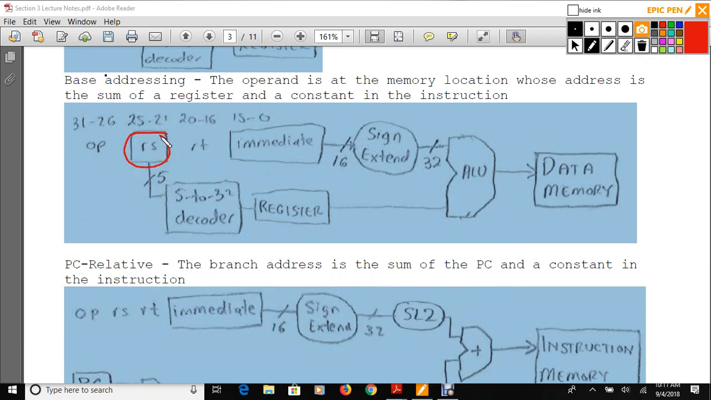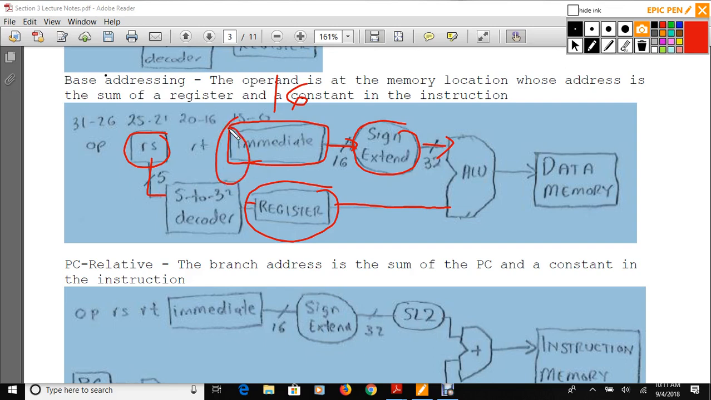So here's what goes on. I use register addressing. I go to my 5 to 32-bit decoder. I get the value that I want from the register. That was my S0. I send it to the arithmetic logic unit. I get the 16-bit immediate value. In this case, we calculated it was 16, right? And then I do a sign extension, so now I have a 32-bit value, right? If it's positive, it looks at that most significant bit. If it's 1, it adds all 1s. If it's 0, it adds all 0s.